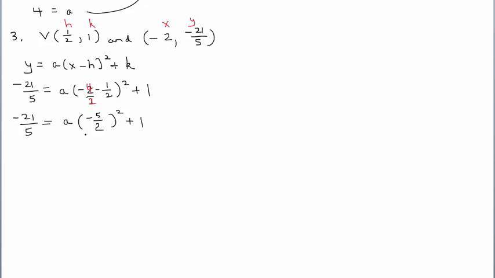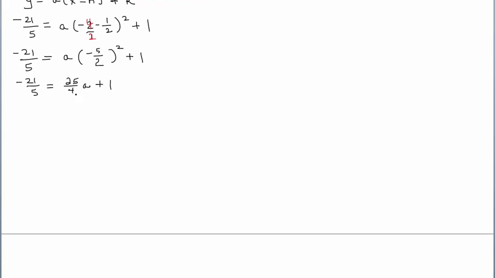I don't mind working with fractions when I square them, so that's why I'm doing this as opposed to changing to decimals. Alright, let's see what we have. Square the top, square the bottom, so this is going to be 25/4 a plus 1. Alright, let's subtract a 1. When I subtract a 1, I'm really going to subtract 5/5, because 5/5 is 1. So those cancel. This is going to be -26/5.